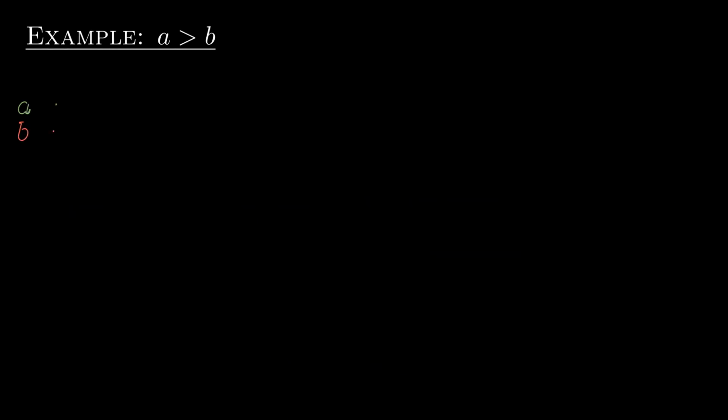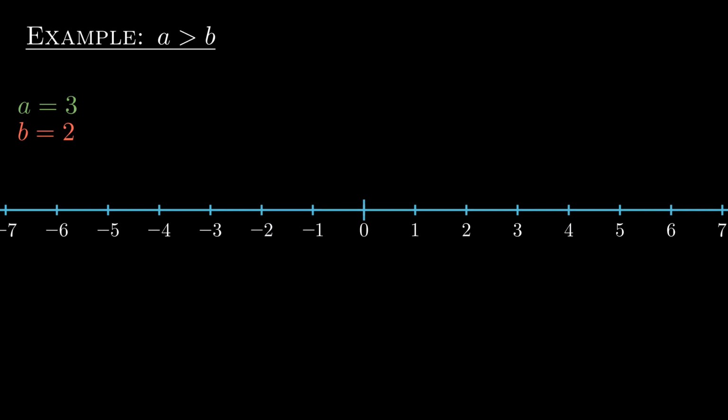Last case, A is greater than B. Let's set A is equal to 3 and B is equal to 2. Then again, A is equal to 3, we put it at position 3 on the real axis. This is the green dot, and then we do the same thing for B, so it becomes the red dot here at position 2. And then you can see that the green dot is on the right side of the red dot, which means that A is greater than B.